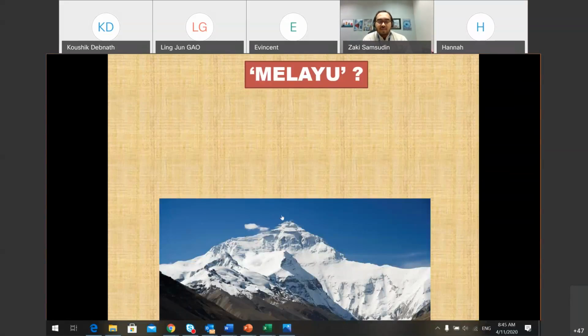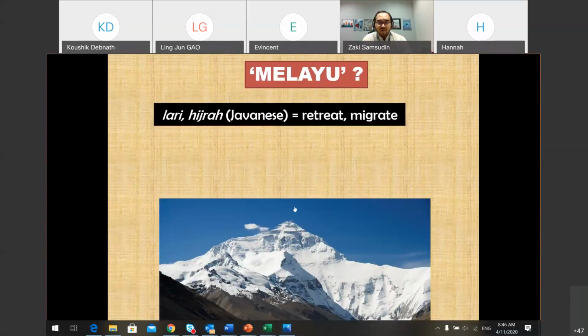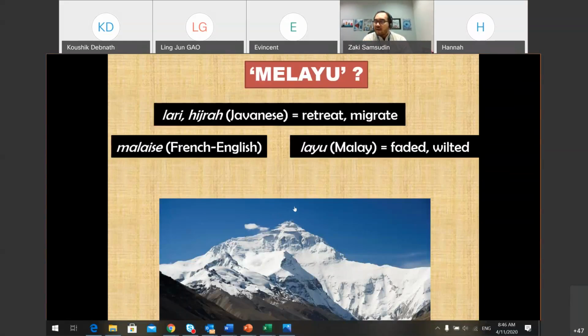All right. So, what is the word now? The word that is used to describe the Malay people, or the word Malay in the Malay language, is Melayu. So that's why those of you who are taking the subject called BMK2, the subject is called Bahasa Melayu Komunikasi. Melayu is the word for Malay. Now, what is the origin of the word Melayu?